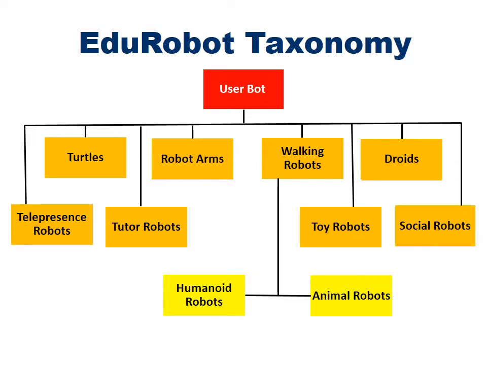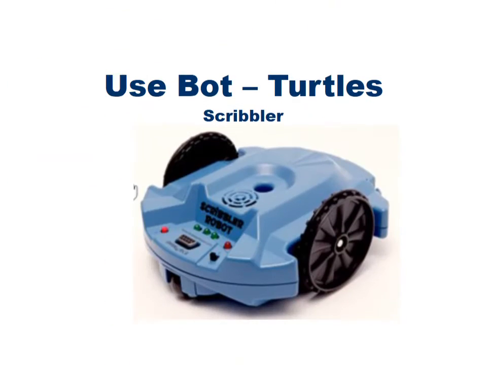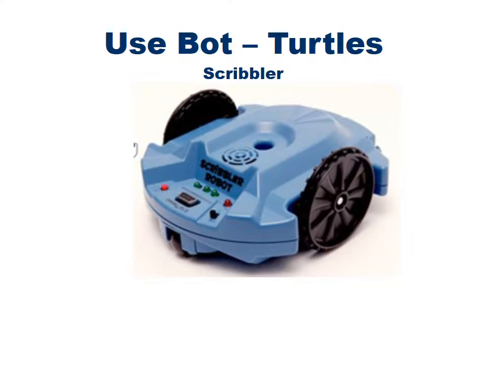We've identified 8 different classes of UseBots, which I'll explain with examples. UseBot, Turtle, a basic mobile platform, originally programmed using a subset of Logo called Turtle Graphics. Newer robots still use a variation of this type of program. Example, Scribbler.